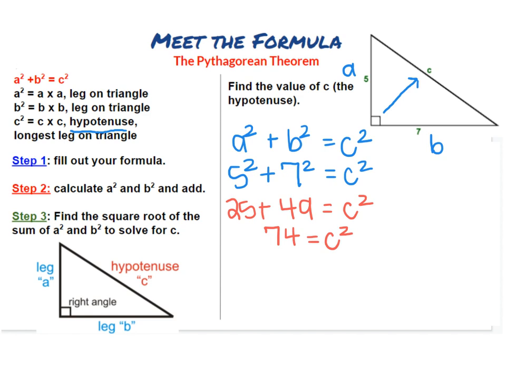You're going to notice once you get your answer, you will get a decimal. To find out what c is, we will have to take the square root of 74. The square root of 74 is approximately 8.6023, and you're going to notice your decimal keeps going. So we'll just say it's approximately 8.6 is equal to c.